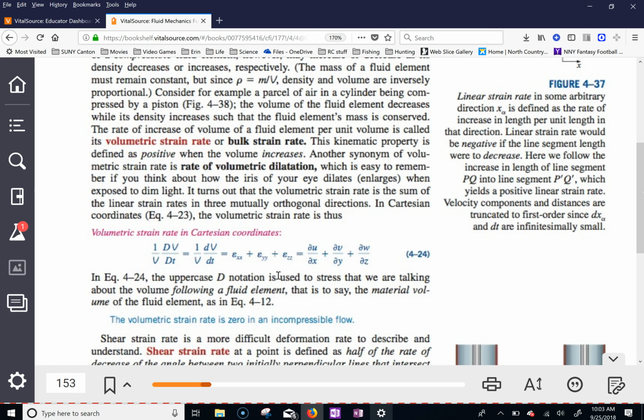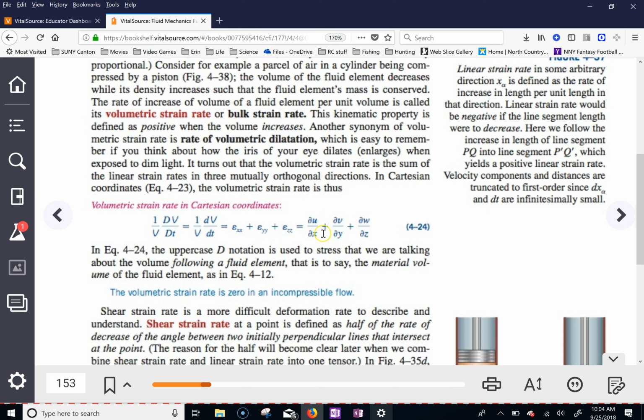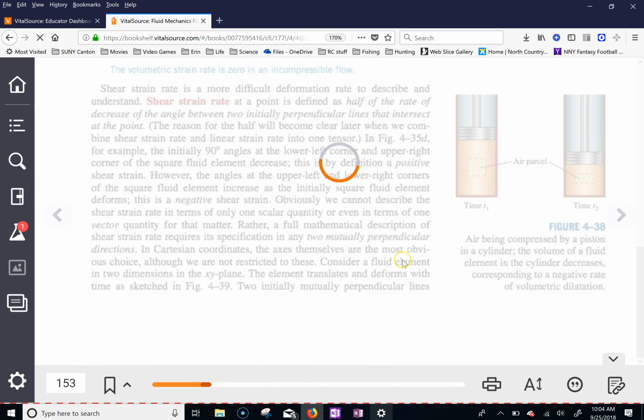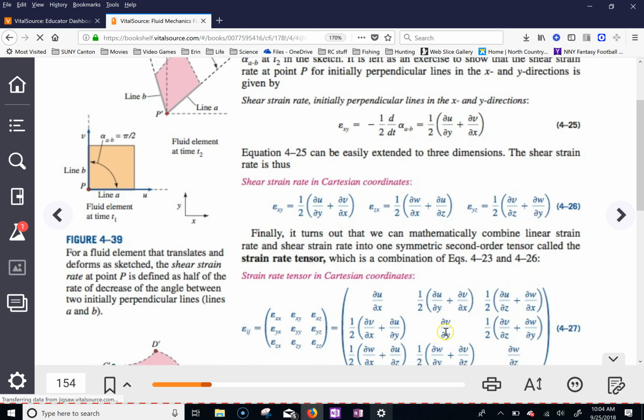So in this case, in order for it to be incompressible, meaning this type of fluid can't be compressed, this would be 2, that would have to be -2, meaning it shrunk. Okay? All right, in order to stay the same amount of volume. Okay? Good. So that's that.